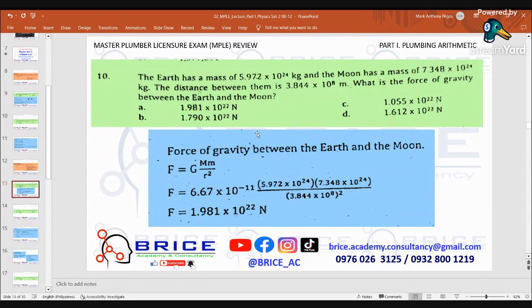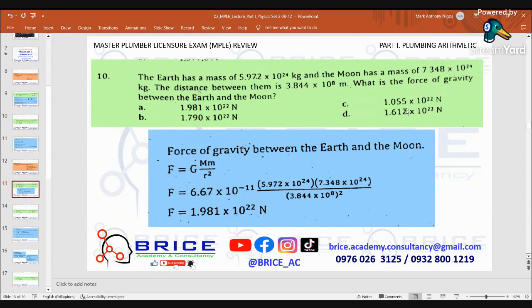Force of the gravity between the Earth and the Moon. F is equal to G m1 m2 over r squared. G is equal to 6.67 times 10 to the negative 11, that is the constant. Mass of the Earth, 5.972 times 10 to the 24.